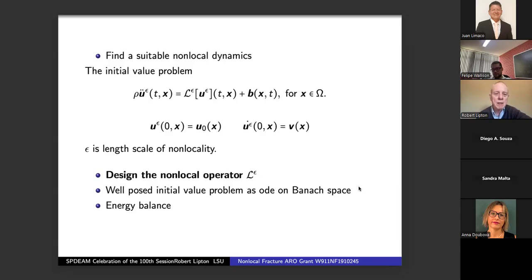Then initially, at t equals 0, we have the deformation equal to some initial deformation, and also the initial velocity, that's u dot at t equals 0, is equal to some prescribed velocity. And what we'll discuss is the length scale of non-locality, that's the epsilon, and I'll discuss that as we move forward. And the goal here is to design the forward problem, or design the non-local operator L, in such a way that we recover a well-posed initial value problem. Right now it's an ODE on Banach space, and then well-posed, and from this equation, we can derive our energy balance.